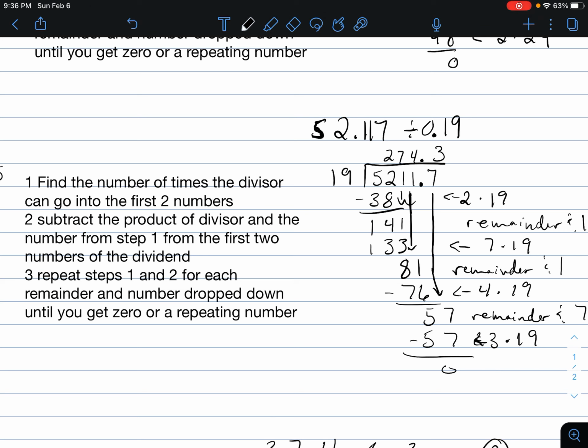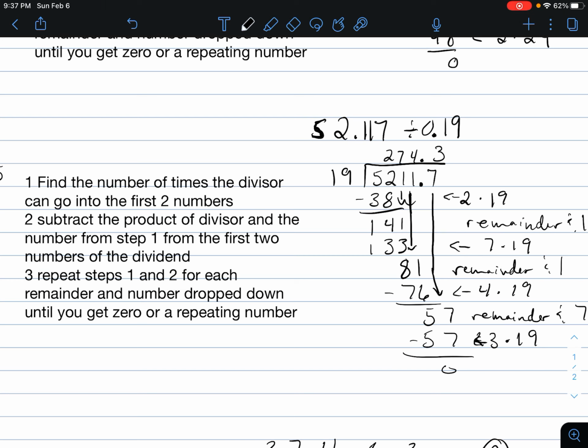So now we are looking at 19 times what makes 57, or gets us as close to 57, and that would be 3. 3 times 19 does equal 57. 57 minus 57 gives us 0. And now we have terminated in 0. And that is our final value. So it would be 274.3. So it's the same steps.